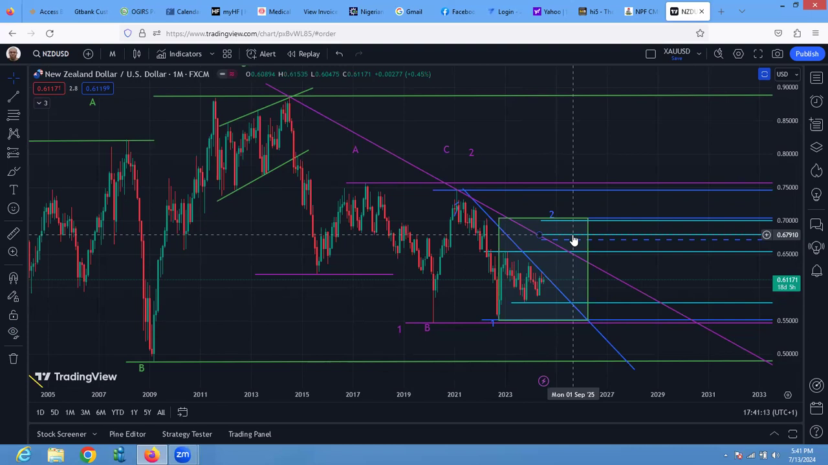600, 800 area, around that area, 600 area. Then a 123 extension is around this area, and 161.8 is very close. So price is not going to negotiate 161.8 at all.